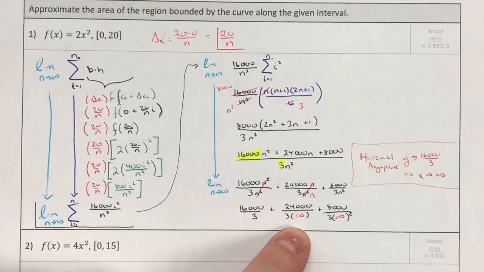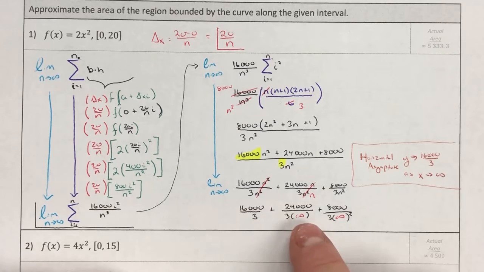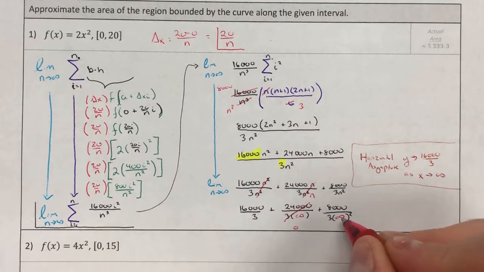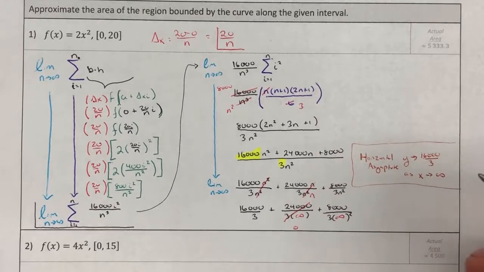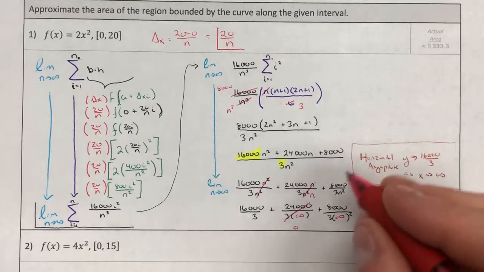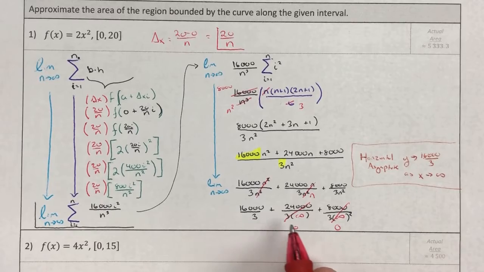At this point, we're going to ask ourselves, okay, what would this evaluate out to? 16,000 divided by 3, we can compute that. The 24,000 divided by 3 times infinity, well, 3 times infinity is infinity, and anything divided by infinity is 0. So this whole thing cancels out to 0. Same thing over here. This is infinity squared, so this is a larger infinity, but it's still any finite value divided by infinity is going to be 0. So I have 16,000 divided by 3 plus 0 plus 0.